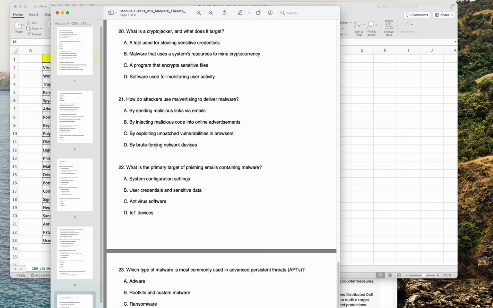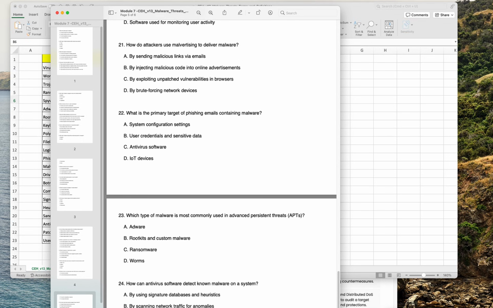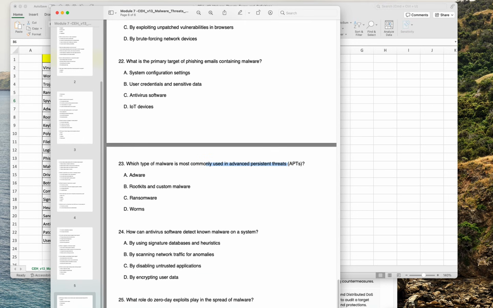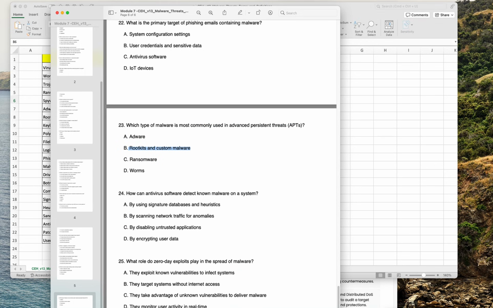What is the primary target of phishing emails containing malware? Which type of malware is most commonly used in advanced persistent threats, or APTs? Make sure you know these terms for that. And that's going to be something that's always going to stay there no matter what, and it's going to be hard to detect. And I'm going to give you the answer. That's going to be rootkits.